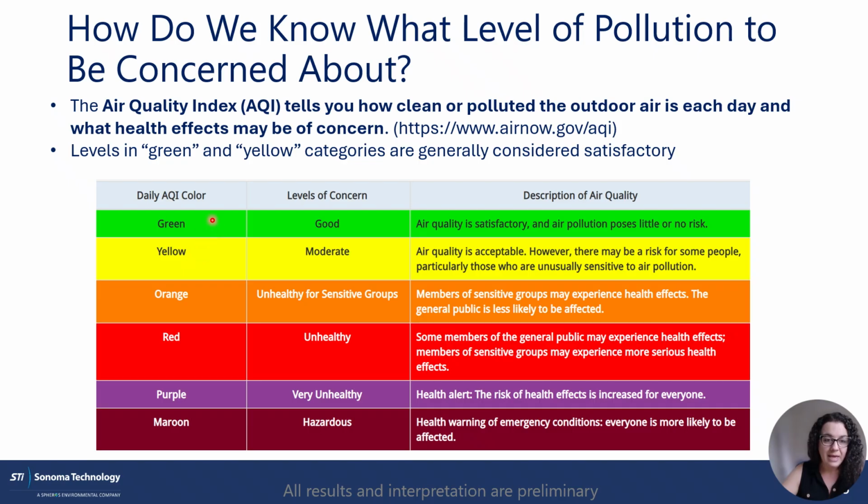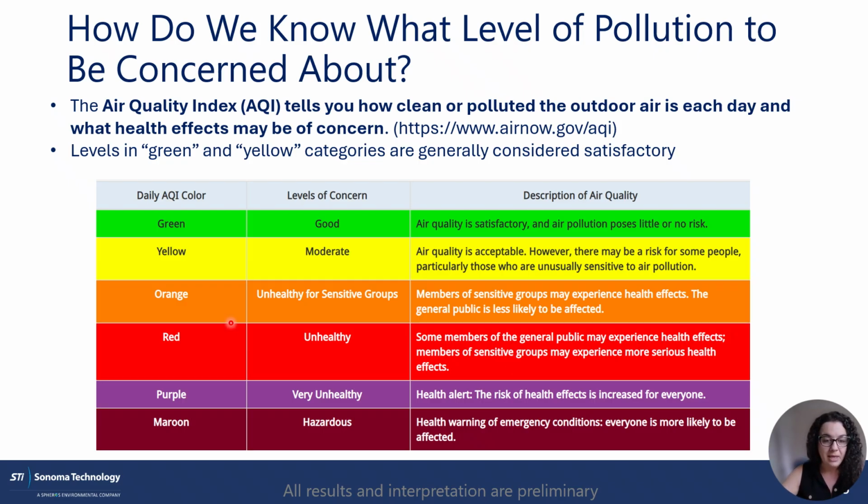So if we have air quality that's in the green or the yellow category, that's usually considered satisfactory. You can see that the description here says that air quality is satisfactory and air pollution poses no risk or little risk to anyone outside. Whereas when you get up into these darker categories, here in red, that's sort of leveled as unhealthy air. Some members of the public might experience health effects. If you have particularly sensitive lungs or are in a sensitive group, you might experience more serious health effects. So at that point, you might want to be taking some precautions to protect yourself.